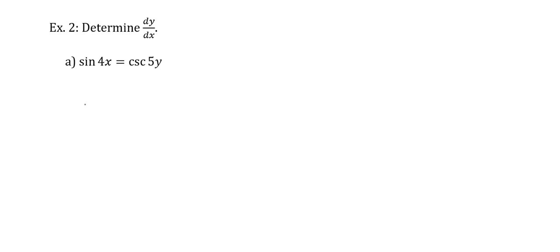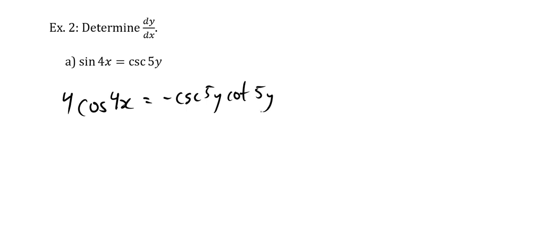So on the left side, the derivative of sine is cosine times the derivative of the angle, which is just 4, so that part's pretty easy. And the derivative on the other side, the derivative of cosecant is negative cosecant times cotangent, times the derivative of the angle. So this is the part where I would want to be careful. And the derivative of the angle is going to be 5 dy by dx.